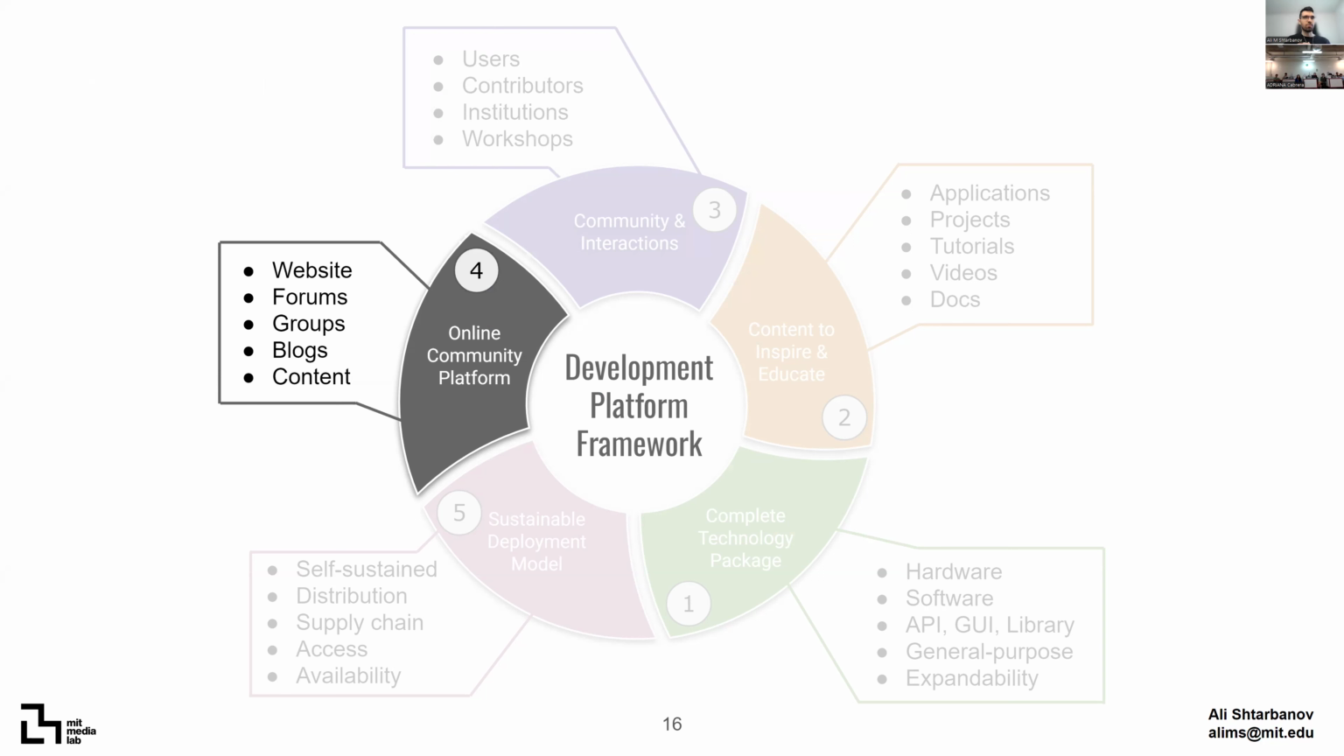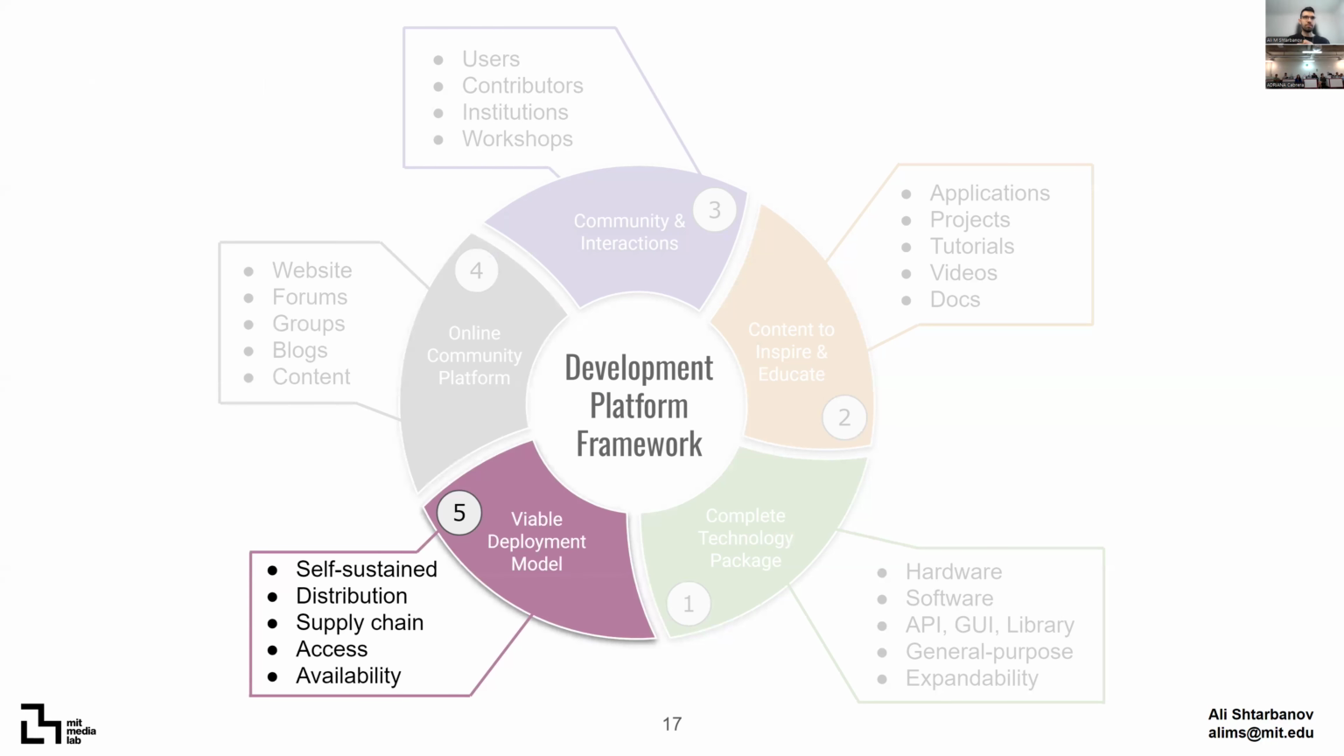Fourth is an online community platform, a website that can facilitate interactions between people where they can ask questions, showcase their work, get help, find collaborators, and seek inspiration. This can either be one large website that provides various capabilities, including forums, wiki pages, direct messaging, blogs, and more, or it can also be a modest website that simply aggregates services from other providers, including GitHub, Instructables, Stack Overflow, and Discord. And finally, a viable deployment model. The platform must be available and accessible to people, and this must happen in a financially sustainable way in order for the project to survive.